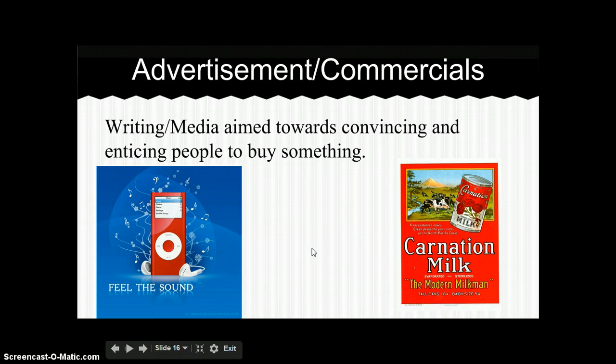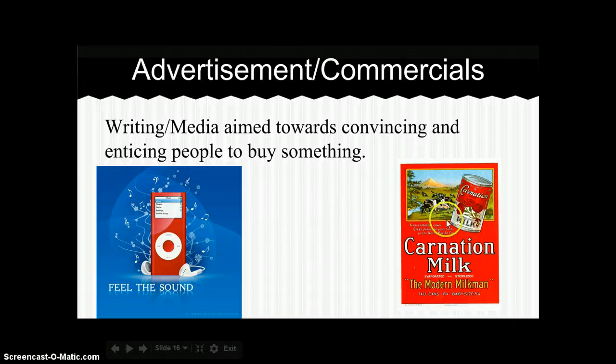Advertisement and commercials are probably the most familiar type of persuasive writing for everyone. This is writing in media aimed towards convincing and enticing people to buy something. So, for instance, I have this printed advertisement to try to get you to buy an iPod. Feel the sound. They're immediately trying to tap into your pathos with this, and so that's a pretty strong advertisement.